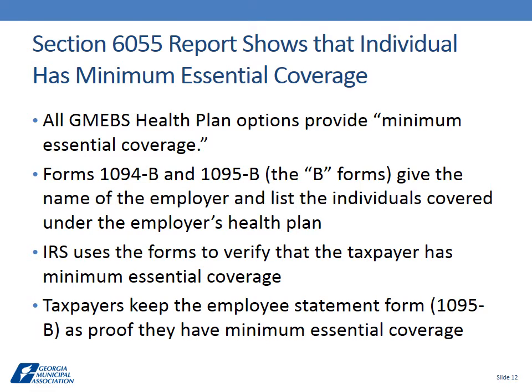The 6055 report shows that the individual has minimum essential coverage. All GMEB's health plan options provide minimum essential coverage. The B forms give the name of the employer and list the individuals covered under the employer's health plan. The IRS uses the forms to verify that the taxpayer has minimum essential coverage, and taxpayers keep the employee statement form as proof that they have minimum essential coverage.